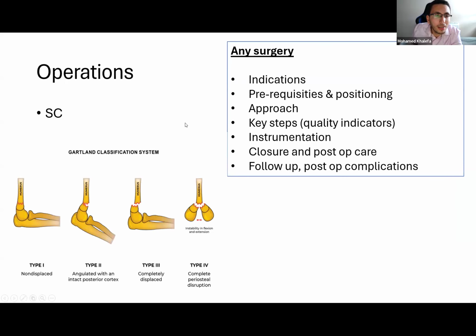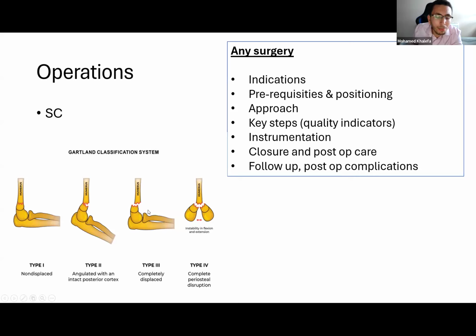Right, operations again. They would probably need you to know about supracondylar fractures a little bit. It's more common in FRCS, but you should know some about it as well. So the Gartland classification, this is when we mentioned it.